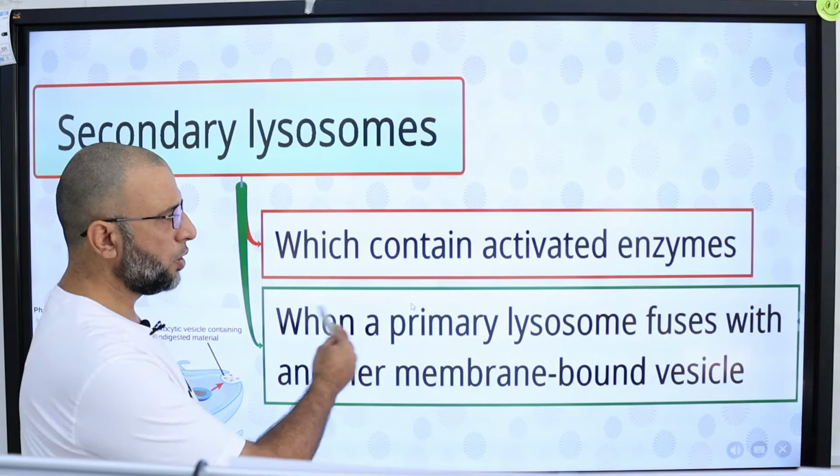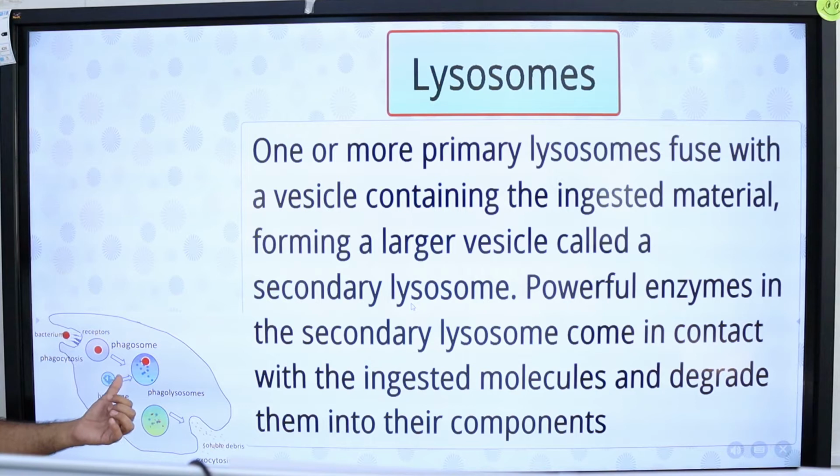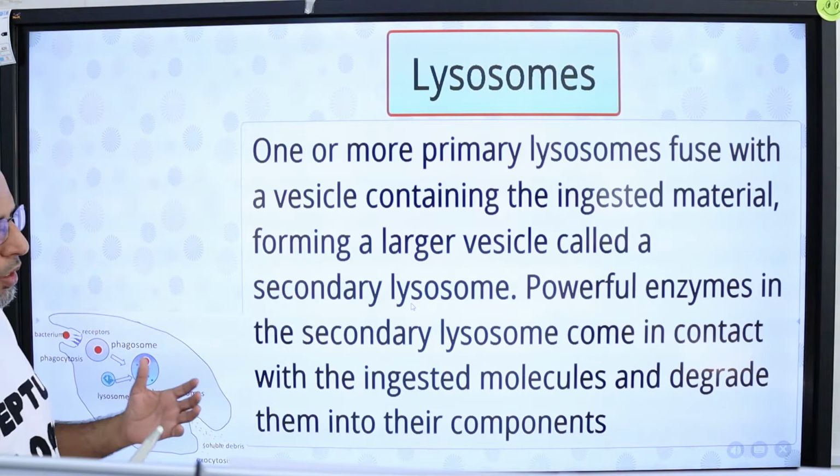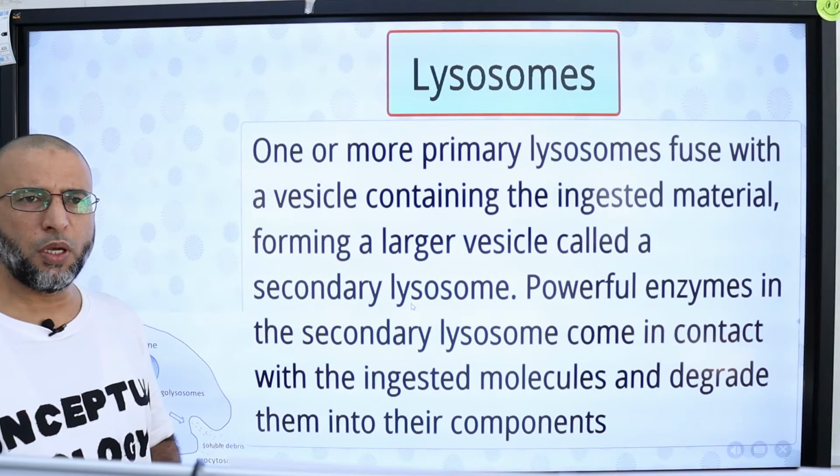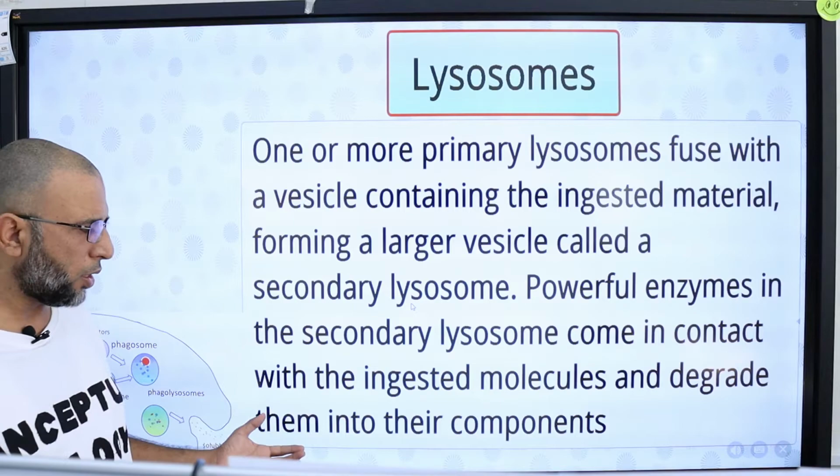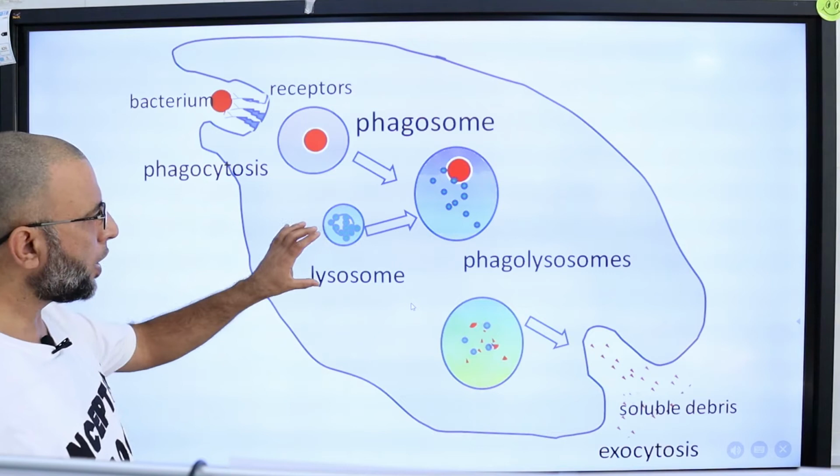One or more primary lysosomes fuse with a vesicle that contains ingested material, forming a larger vesicle, and that larger vesicle is known as a secondary lysosome. And the powerful enzymes in the secondary lysosome come in contact with the ingested molecules and degrade them into their components. As we can see in this slide, a primary lysosome combines with a phagosome that has ingested food.